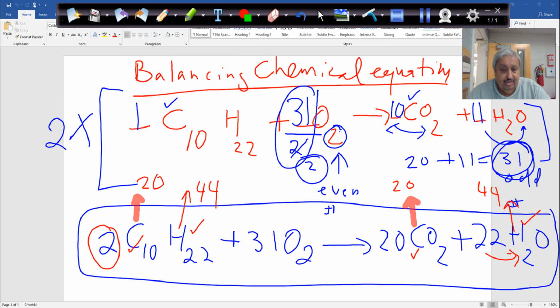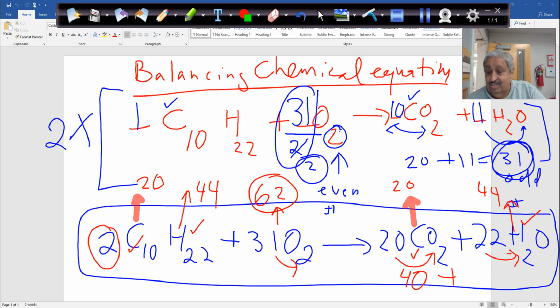So now the problem is oxygen. Here 31 multiplied by 2, how much is it? 62, correct? Now here 20 multiplied by 2 is 40, plus 22 plus 1 is 22. So how much is this? 62, correct? This is 62, this is 62, this is balanced. So the equation is balanced.